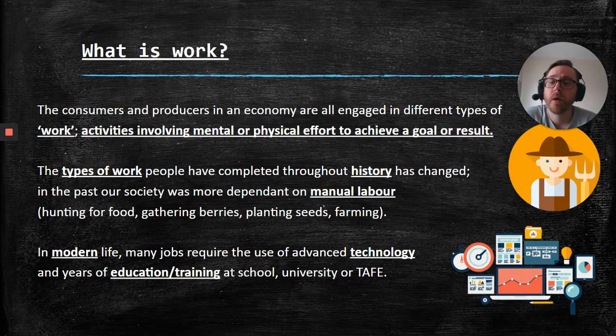So what is work? The consumers and producers in an economy are all engaged in different types of work, so activities involving mental or physical effort to achieve a goal or a result. So it's important to note that work doesn't have to be physical. You can complete mental work.